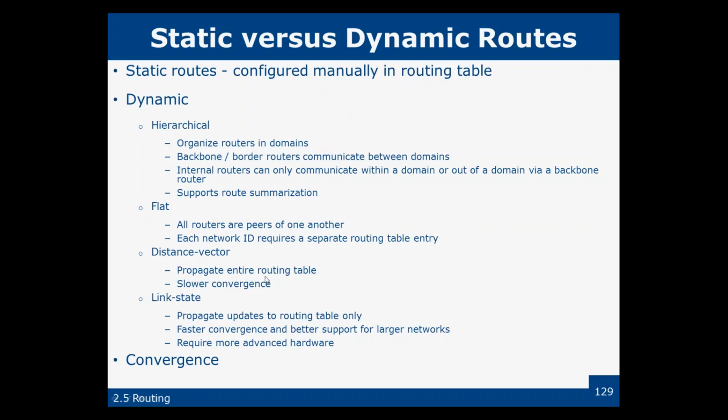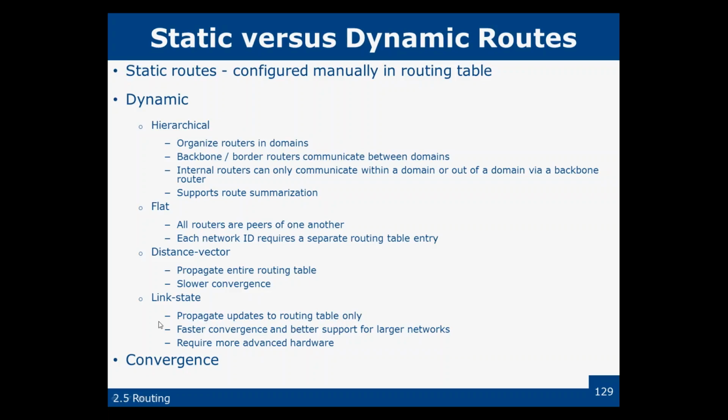The distance vector propagates the entire routing table, and distance vector has slower convergence. Convergence is when all the routers have the same information. But distance vector is going to be RIP. RIP's a very old routing protocol. RIP version 1 still uses classful addresses. You cannot put a subnet mask on one of those.